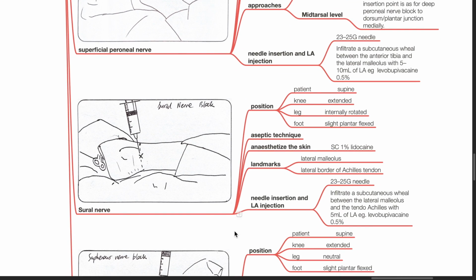Sural nerve block. The patient should be supine, knee extended, leg internally rotated, and the foot slightly plantar flexed. Use aseptic technique and anesthetize the skin. Landmarks include the lateral malleolus and the lateral border of the Achilles tendon. Use a 23 to 25 gauge needle and infiltrate a subcutaneous wheal between the lateral malleolus and the Achilles tendon with 5 mL of LA.